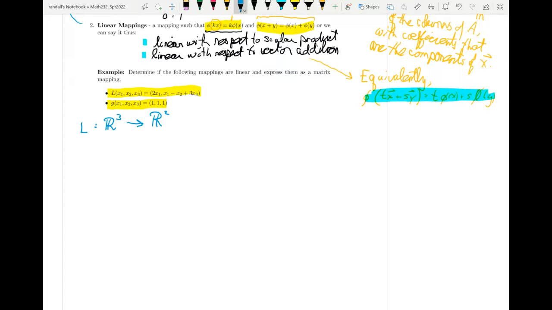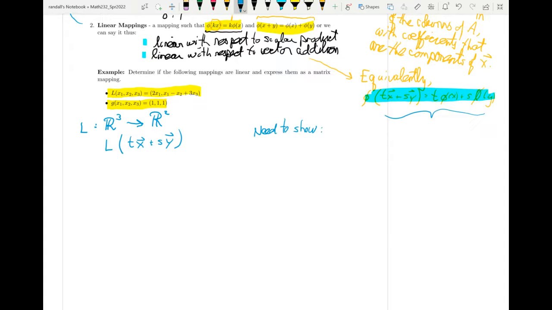If I want to show that L satisfies this property, I'm obliged to start off with this type of linear combination: t times x plus s times y, where t and s are scalars and x, y are two vectors in R3. And away I go. Sometimes it helps when you do proofs to know where you're ending up, so you can apply the right steps to take you there.